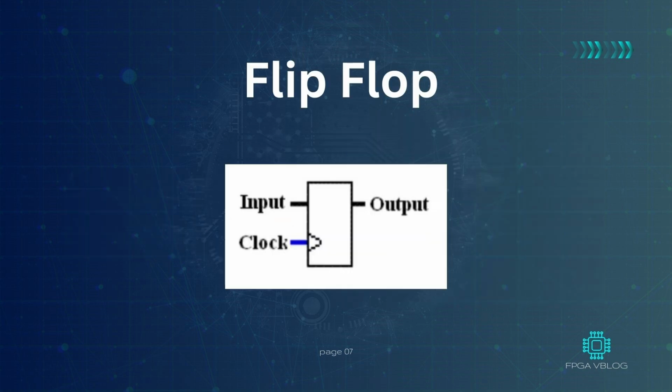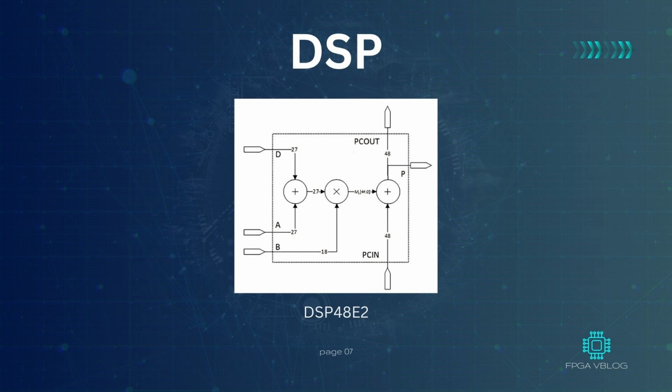Flip-flop is used to create registers in hardware. It can hold data for one clock period. DSP units are dedicated for implementation of multipliers and accumulators on FPGA. As multipliers and accumulators with large bit words consume a lot of LUTs, the FPGA manufacturers have developed DSP units inside FPGA. The picture shows a DSP unit used in Xilinx FPGAs. Its name is DSP48E2. It contains a 27-bit pre-adder, 27 by 18-bit multiplier, and a 48-bit post-adder.